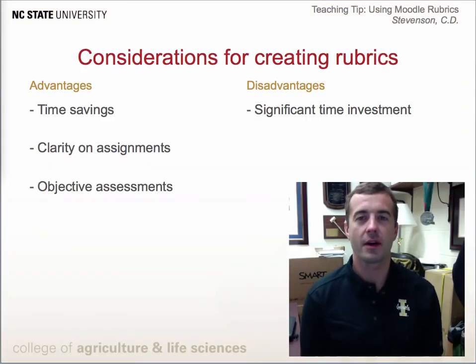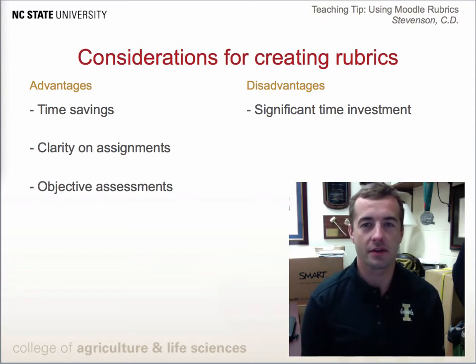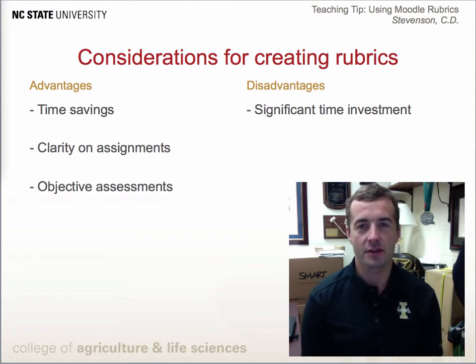Let's talk briefly about the pros and cons of using rubrics in your teaching. My favorite advantage of using rubrics is that it saves me time. It makes the process of grading a stack of papers much more simple and straightforward. A second advantage is that it makes my assignments more clear to my students, and in return, I receive better work from my students. Another advantage is that it allows you to provide objective assessments while grading students' assignments.